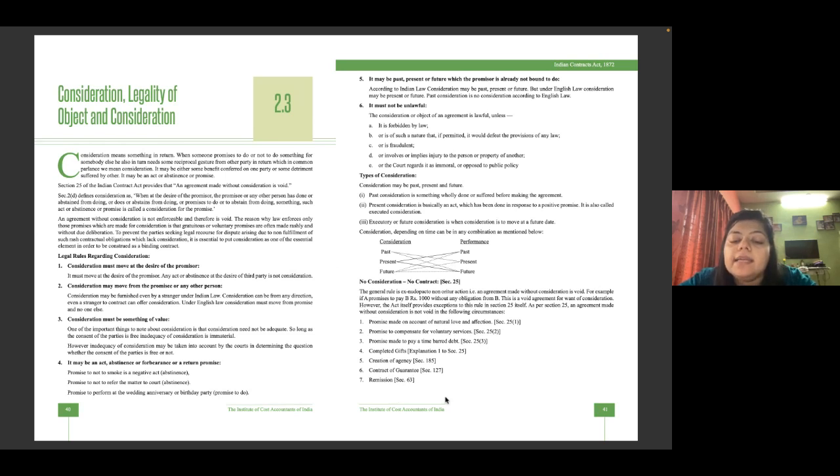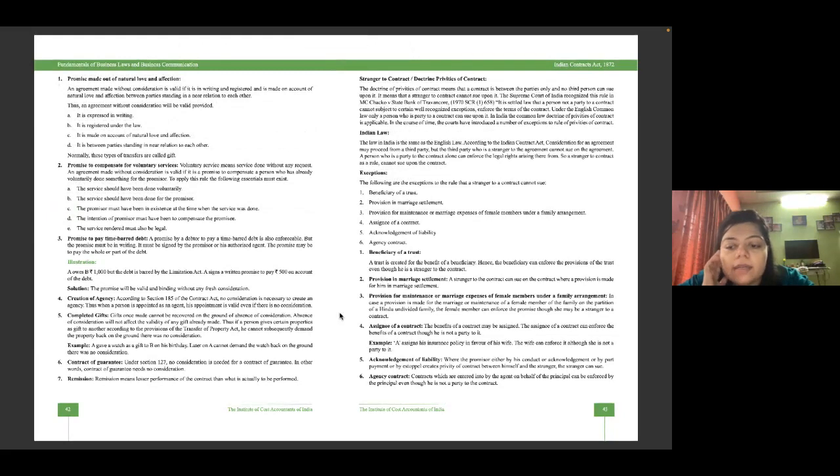Contracts of guarantee, agency, or remission, or completed gifts for that matter, are all outside the purview of an agreement that can fructify as a contract. The next topic is regarding the various kinds of promises. So you have privity of contract, which is the next topic.